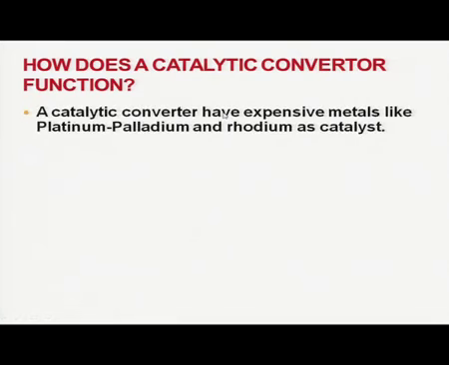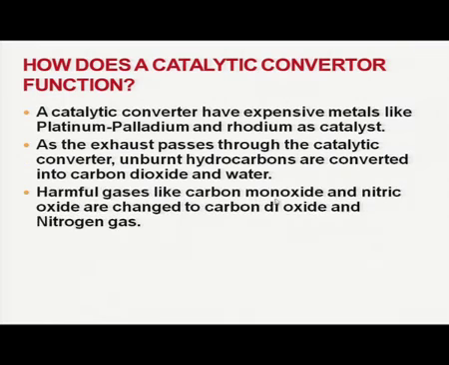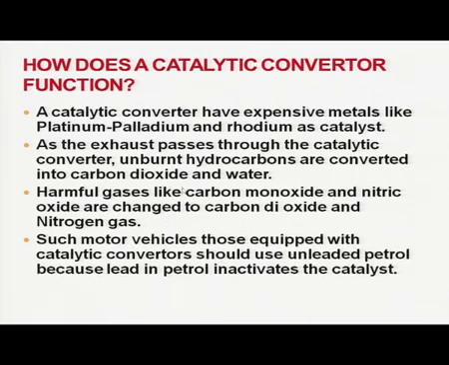A catalytic converter has expensive metals like platinum, palladium, rhodium as catalyst. As the name suggests, it has a catalyst and it is converting something. What does it convert? It converts the unburnt hydrocarbons into carbon dioxide and water by doing complete combustion of them. The harmful gases like carbon monoxide and nitric oxide are changed to carbon dioxide and nitrogen gas. This way, the catalytic converter reduces the emission of harmful gases into the air from automobiles. But these catalytic converters cannot function if lead is present in the petrol. So, motor vehicles equipped with catalytic converters should use unleaded petrol, because the lead in petrol inactivates the catalyst.